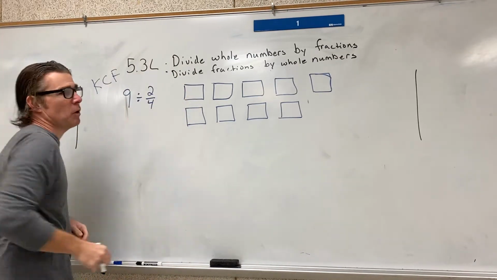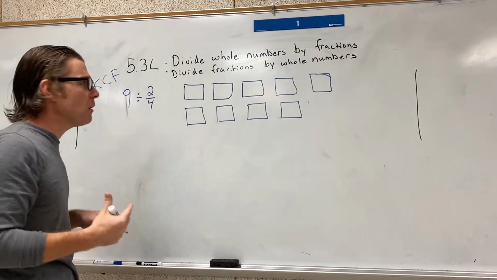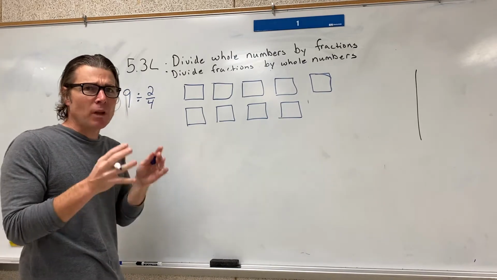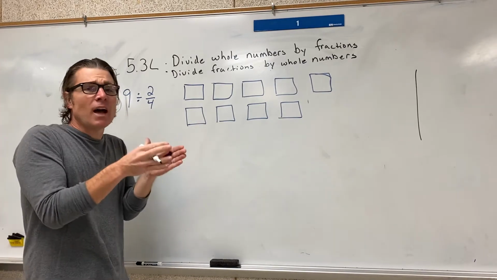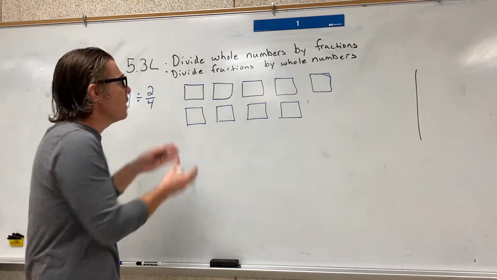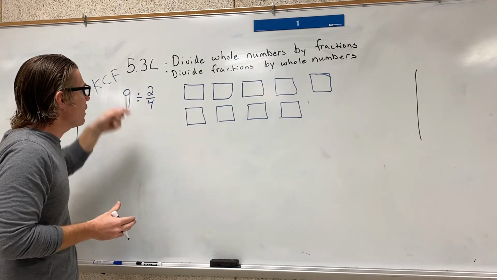But before we solve this problem with the keep, change, flip, let me show you exactly what's going on with this problem. So we start off with 9. Those are 9 wholes. I don't care what it is. It's 9 wholes of something: 9 kids, 9 cars, 9 houses, 9 pizzas. 9 things. And we're going to divide those 9 things by 2/4.